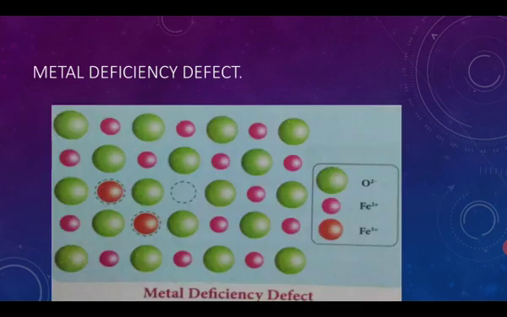Just see the diagram. In this diagram, one Fe2+ is missing, that is the red colored ion is missing. The nearby two Fe ions increase charges to Fe3+ to compensate the vacancy. This is what you call metal deficiency defect.